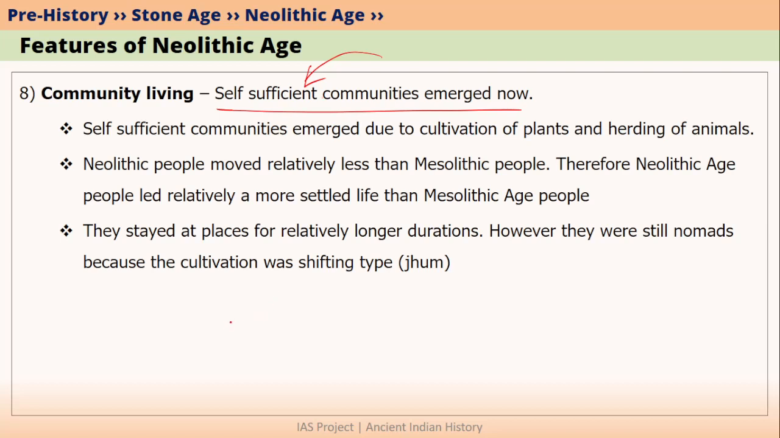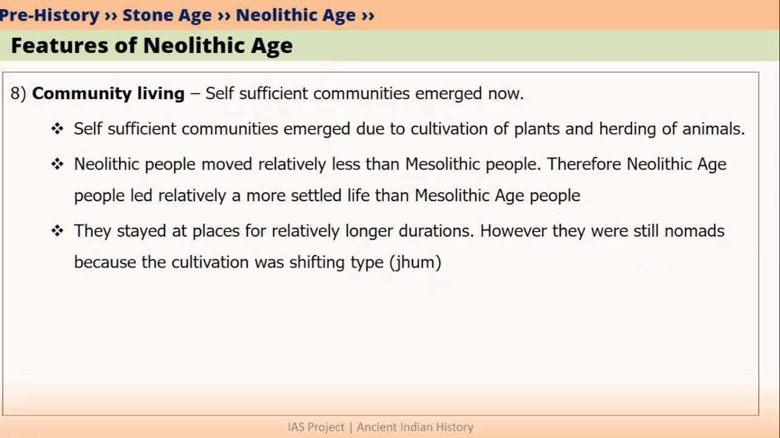The cultivation which was practiced by Neolithic age people was mainly shifting cultivation, which is also called as jum cultivation. And because of shifting cultivation, Neolithic age people are still considered as nomads, not a settled type of people. However, they were more settled compared to Mesolithic age people or Paleolithic age people.